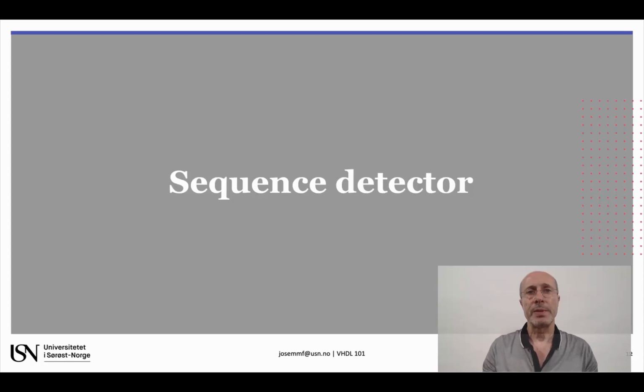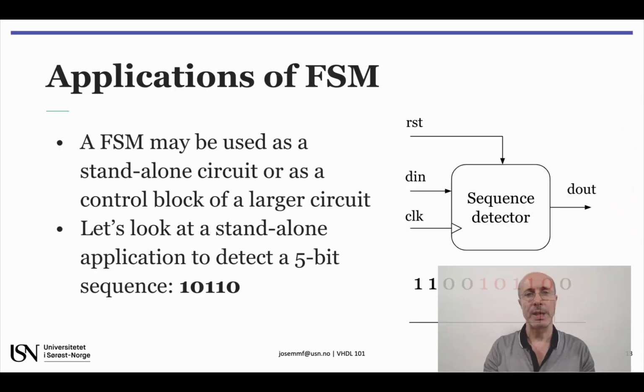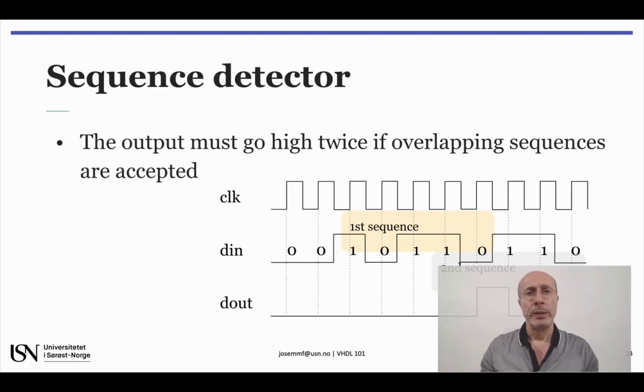Let's now look at a specific example to illustrate the design process of a finite state machine. In this case, we want to detect when the 5-bit sequence 10110 is read at a serial data input. When that happens, the finite state machine output shall go high for one clock period as shown in this slide. Notice that if overlapping is allowed, this sequence may be detected more often as shown in this slide. We will ignore overlapping sequences to start.